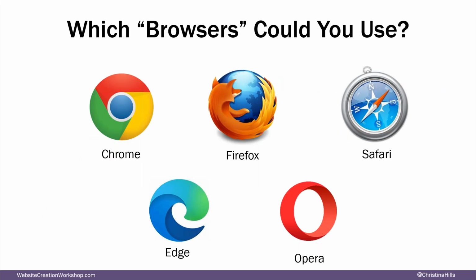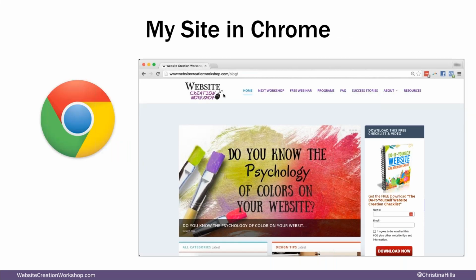All right, so which browsers could you use? There's lots of different browsers. Which ones could you use? Chrome, Firefox, and Safari are the most popular, but then there's also Edge, and Opera's kind of esoteric, Brave, Avast. There's lots of different browsers. And I want to talk about having multiple browsers so that you can look at your website in different browsers. So I'm just going to step through these quickly.